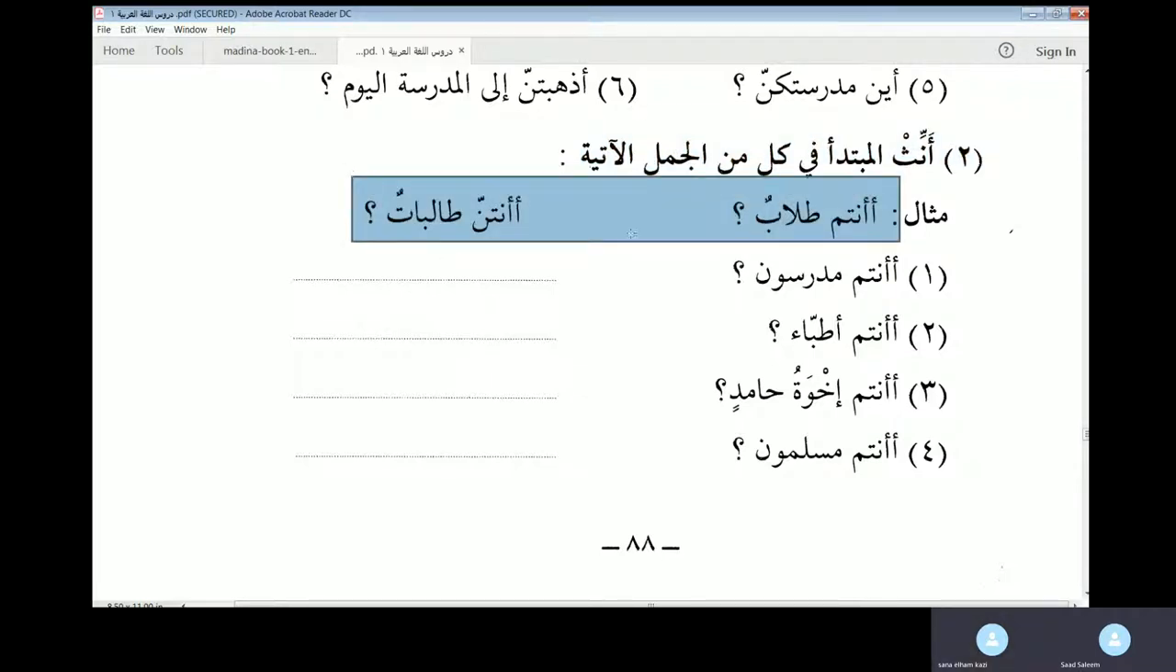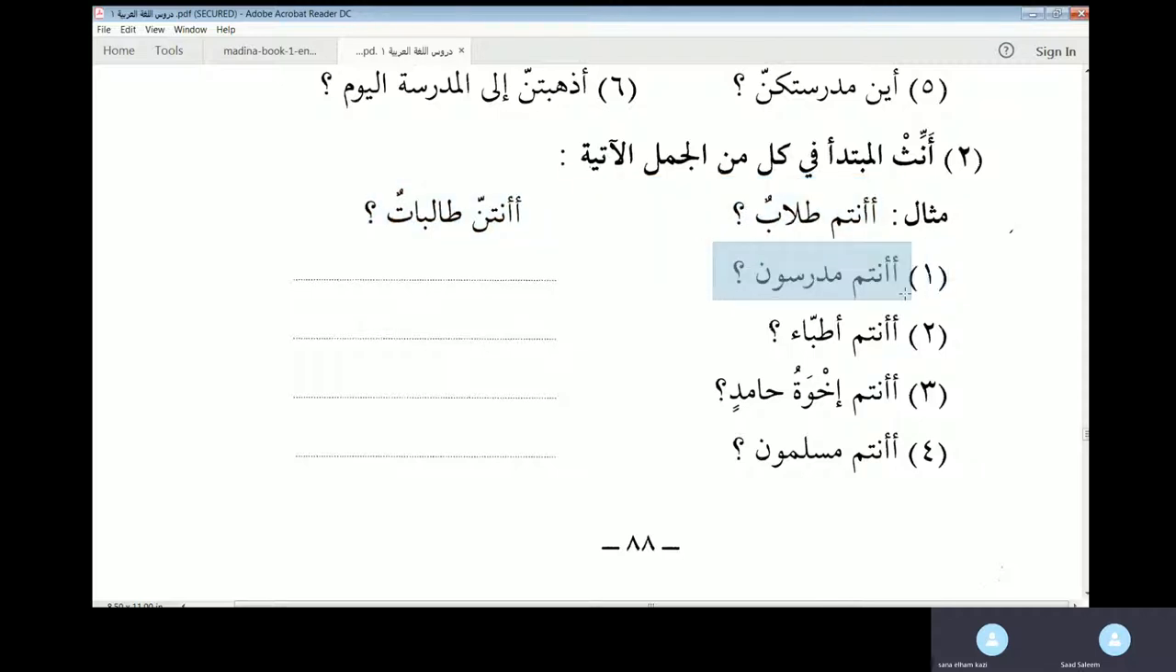Okay. Misal: antum tullabun. Are you all students? Antunna talibatun. Okay, so it's a female version. Are you all female students? Antum mudarrisuna. Are you all teachers? Antunna mudarrisatun. Are you all female teachers?